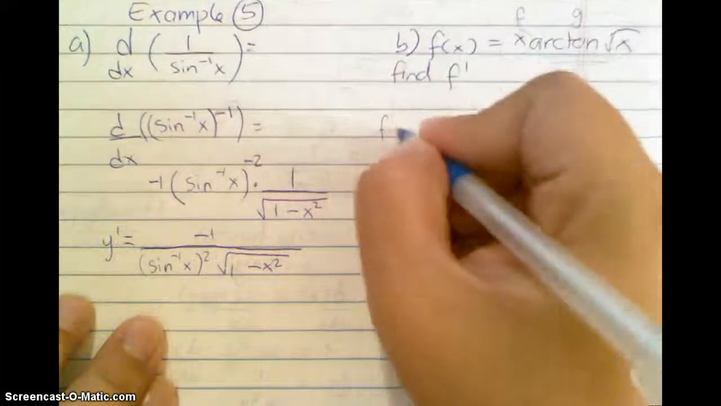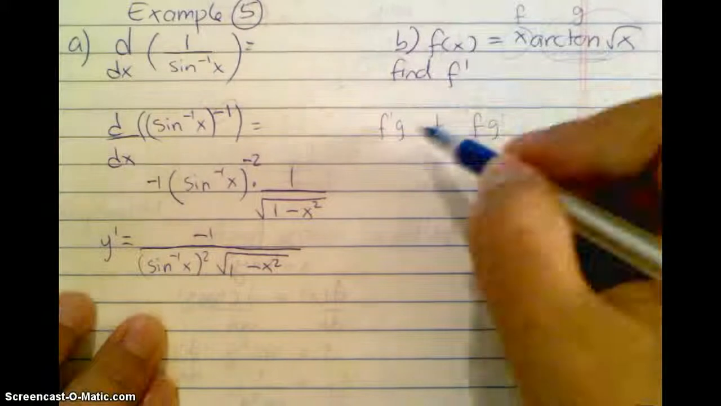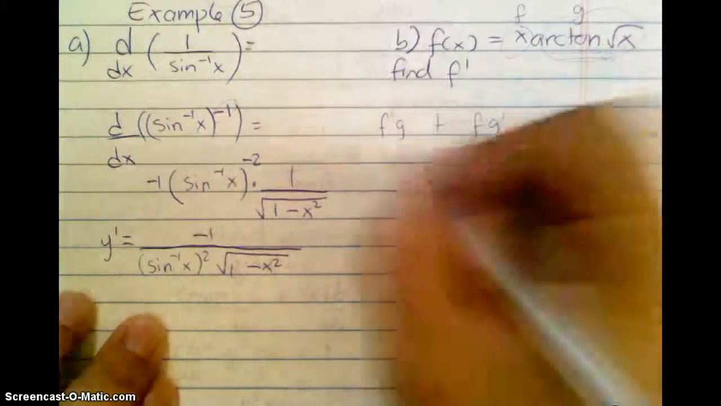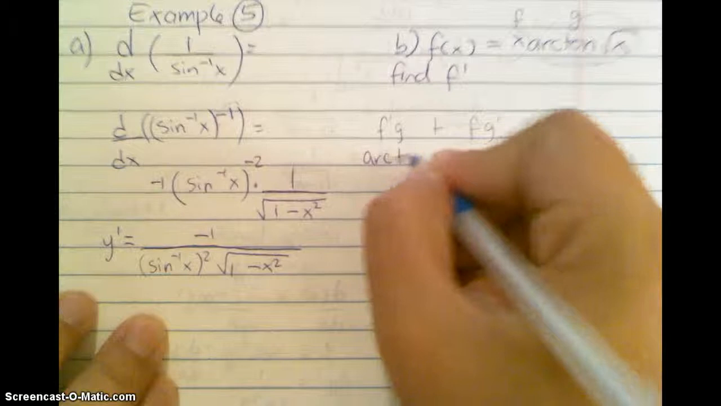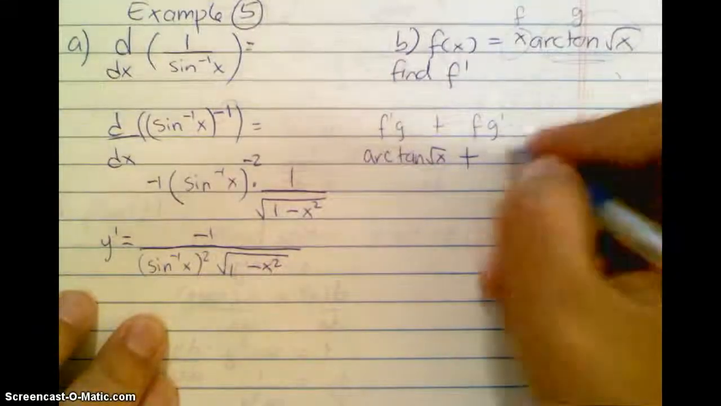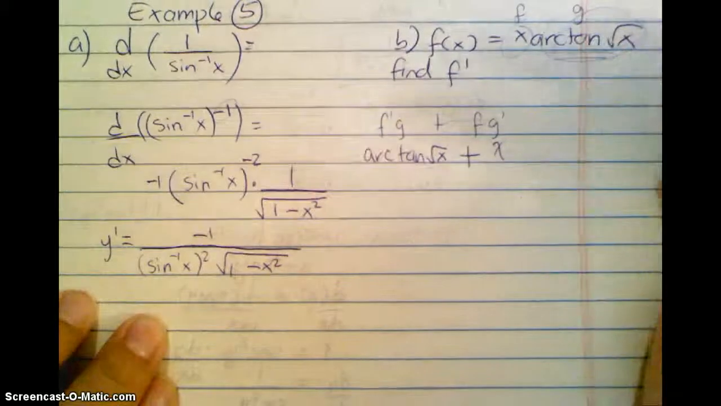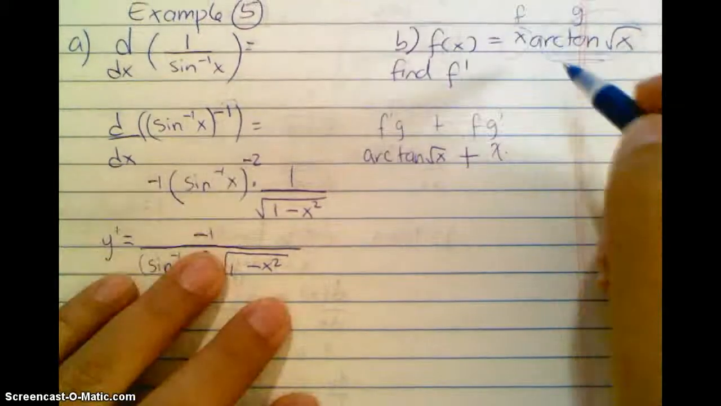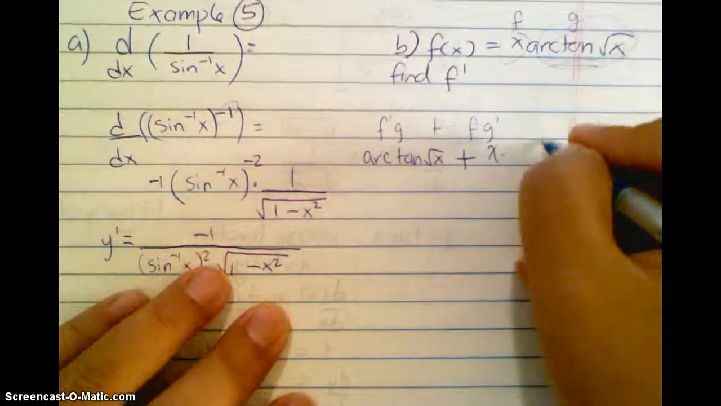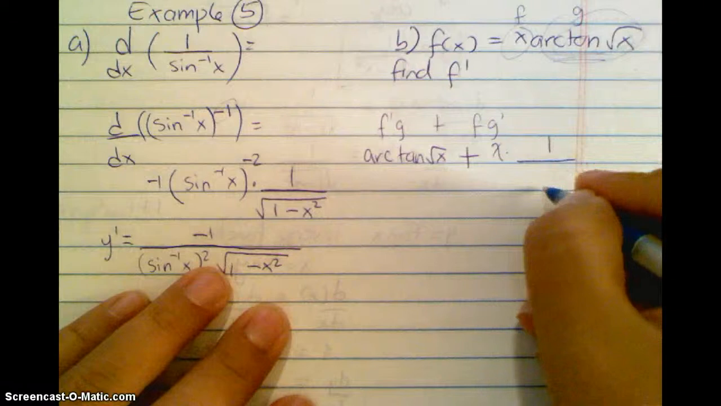So it's f prime times g plus f times g prime. Derivative of f would be 1 times g, which is arctangent of the square root of x, plus f, which is x, times the derivative of g. Now this is the one where I have to apply the chain rule. So derivative of arctangent, you've seen that, is 1 over 1 plus x squared.